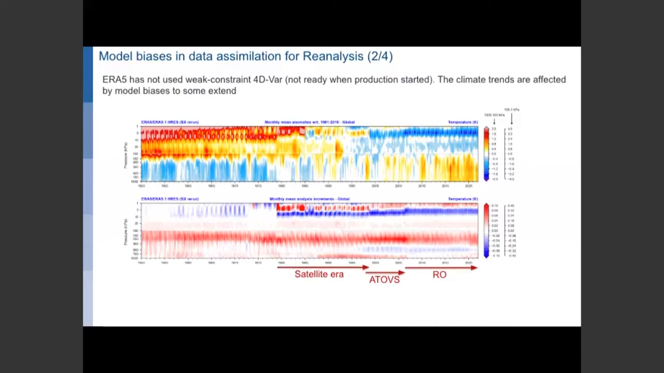So what do we have now at the moment in ERA5? ERA5 has not used weak constraint 4D-Var because it wasn't ready by the time they started the production. As Bill Bell showed before, if you look at the monthly mean anomalies, you will see some jumps, and all these jumps are basically coming from a change in the observing system. The one here is when we start to assimilate radio occultation observations, for example. The one there is in 1979 when we start to have the satellite era.